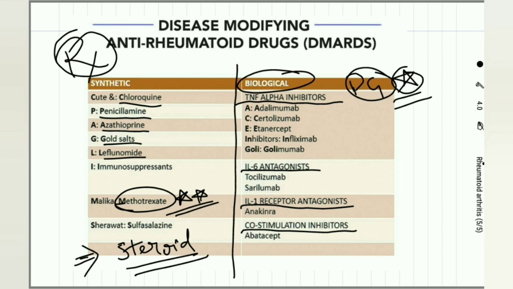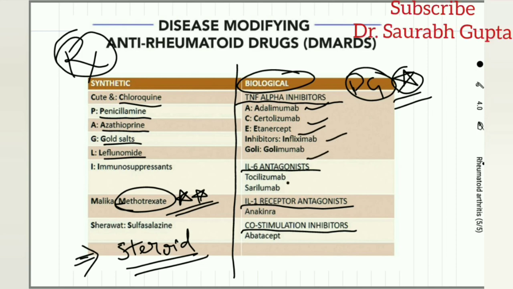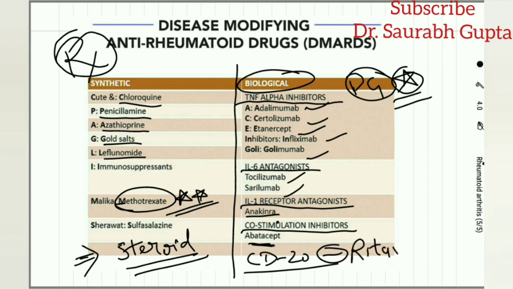So we have the TNF alpha inhibitors like adalimumab, certolizumab, etanercept, infliximab, and golimumab. In interleukin 6, we have tocilizumab and sarilumab. As an interleukin 1 receptor antagonist, we have anakinra. We have a co-stimulation inhibitor known as abatacept. One more drug you can note here is the anti-CD20 inhibitor, that is known as rituximab. Rituximab is one of the most important drugs used among the biological DMARDs.